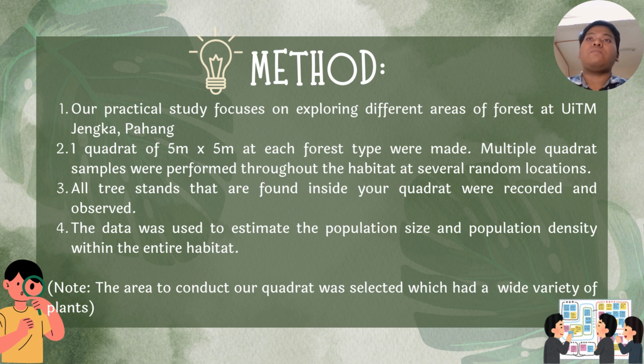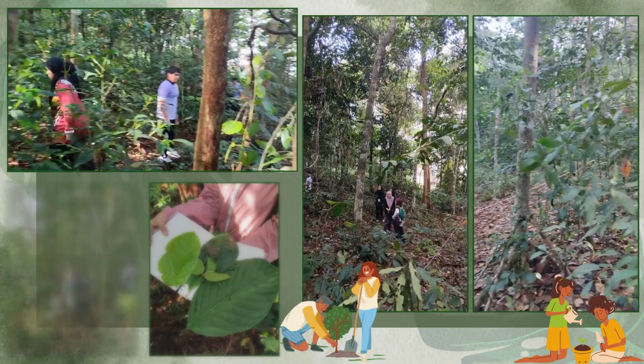Number 3, all tree stands that are found inside our quadrat were recorded and observed. The data was used to estimate the population size and population density within the entire habitat. Note, the area to conduct our quadrat was selected because it had a wide variety of plants.